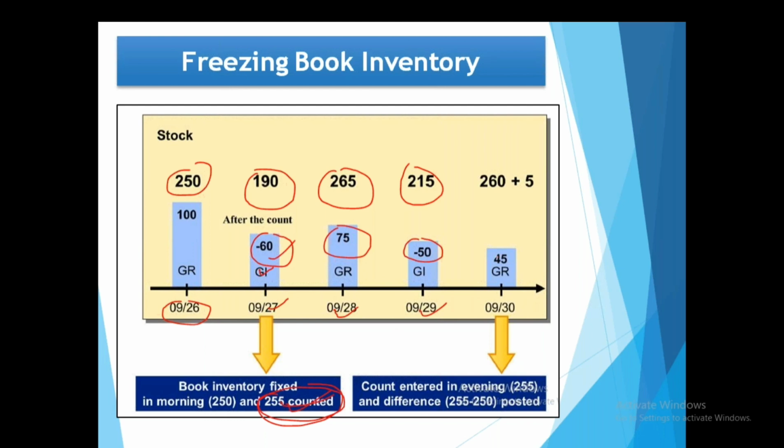Now, on the 30th day, again they received 45 stock. So overall stock has become 260. Now, on the day when they post the count, the stock will become 265, because when they did the counting on 26th, the difference was 5. So that 5 will get added to the existing stock. So that means if you do freezing book inventory, during that period you can do stock postings till you post the differences. And the difference will get added to the existing stock on the day which you post the differences. That is the freezing book inventory.